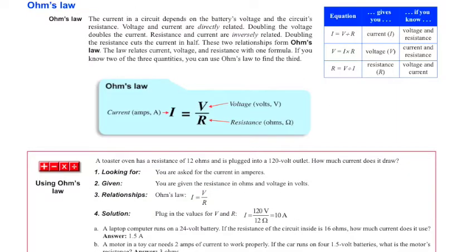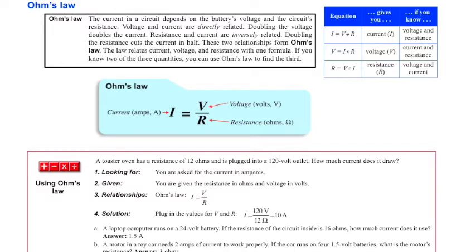Ohm's law. The current in a circuit depends on the battery's voltage and the circuit's resistance. Voltage and current are directly related. Doubling the voltage doubles the current. Resistance and current are inversely related. Doubling the resistance cuts the current in half. These two relationships form Ohm's law. The law relates current, voltage, and resistance with one formula. If you know 2 of the 3 quantities, you can use Ohm's law to find the third.